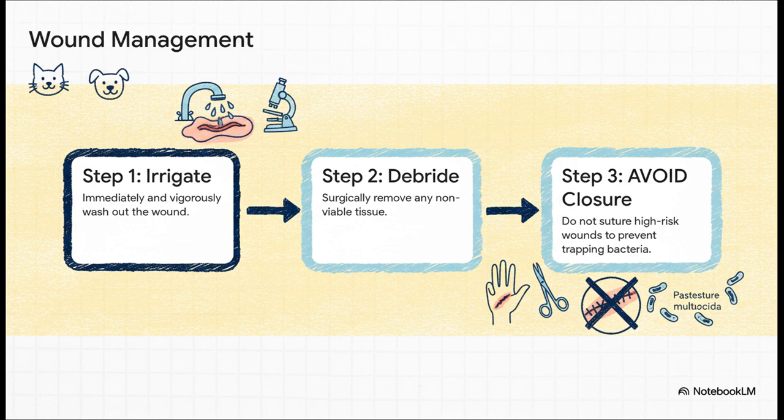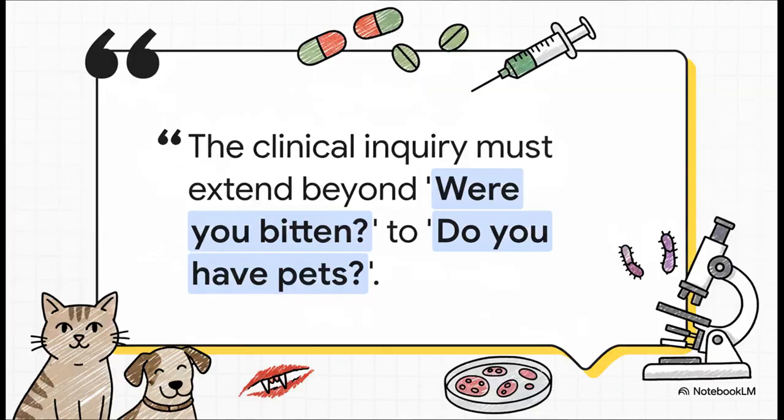Step 2, clean out any dead tissue. And step 3 is absolutely critical. For deep puncture wounds, especially from cats, do not stitch them closed. Suturing a contaminated wound just traps all that bacteria inside and creates the perfect little warm anaerobic environment for a nasty abscess.